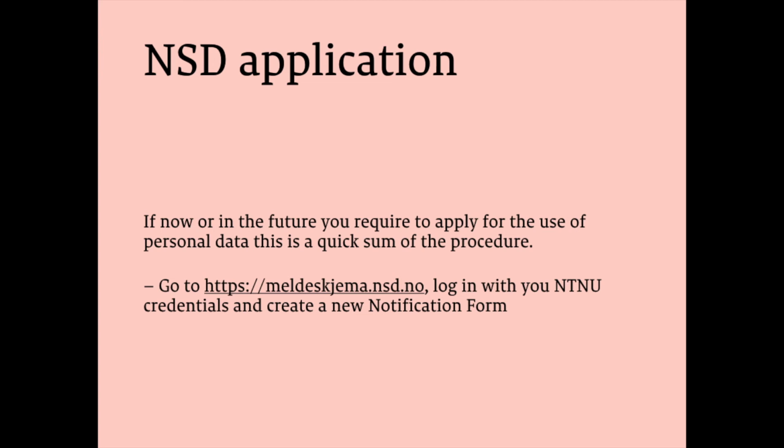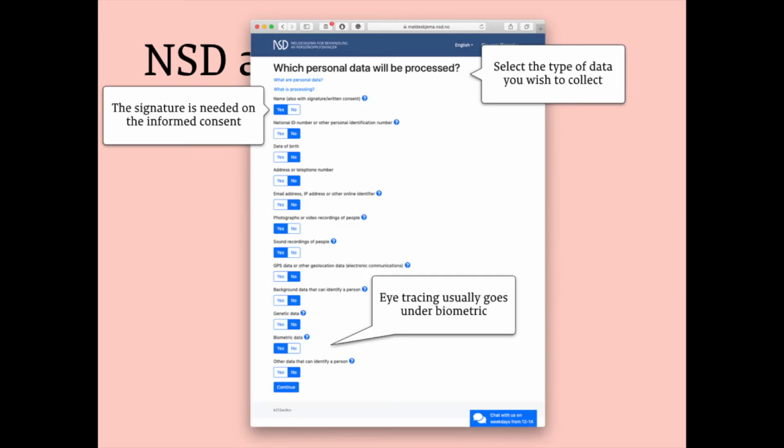You start by logging in on the NTNU platform with your NTNU credentials and by creating a new notification form. NSD will then redirect you to a questionnaire which is there to ensure that you really need to go through the application process. There is not much to say about this page apart from the fact that we have seen that eye tracking data is classified as biometric data, and the rest is going to be about whether you are taking pictures, video, or other personal data.